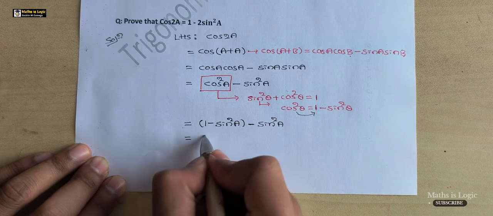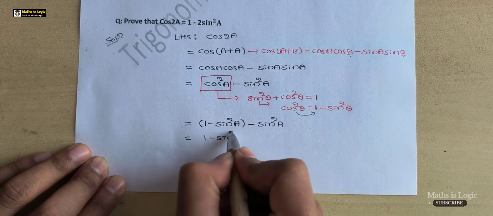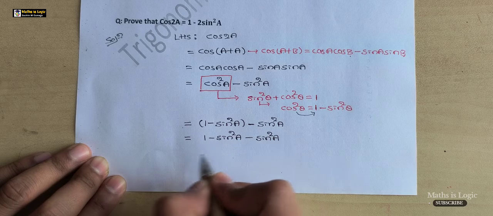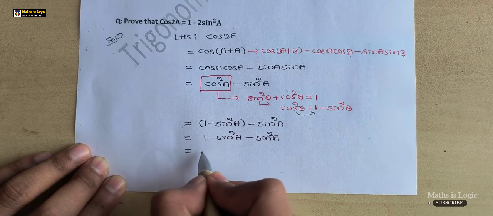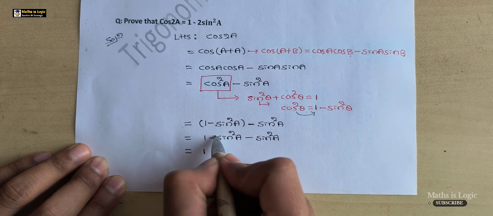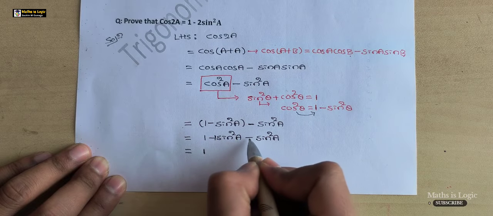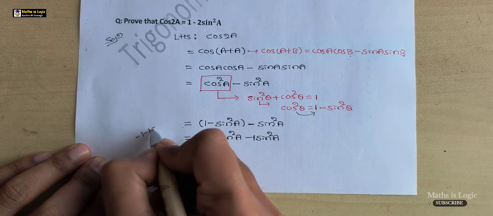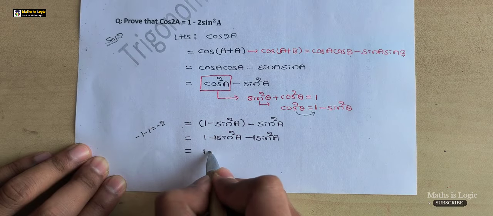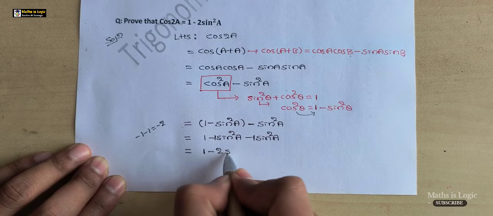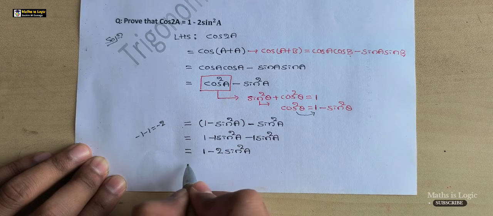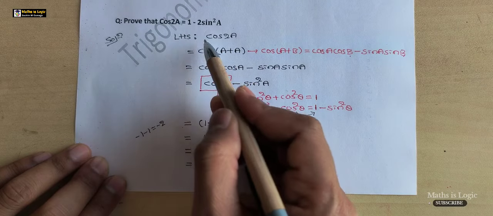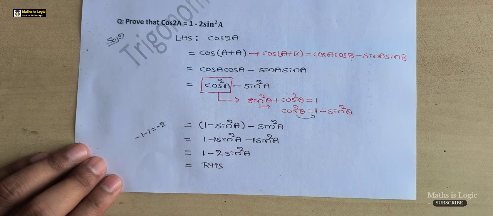Next, open the bracket, 1 minus sin square a, minus again sin square a, which is equals to 1 keep it as it is. Here you can see minus 1 times sin square a, again minus 1 times sin square a. We know minus 1 minus 1 is minus 2, so this becomes minus 2 times sin square a, which is equals to which part, RHS. Therefore LHS is equals to RHS.